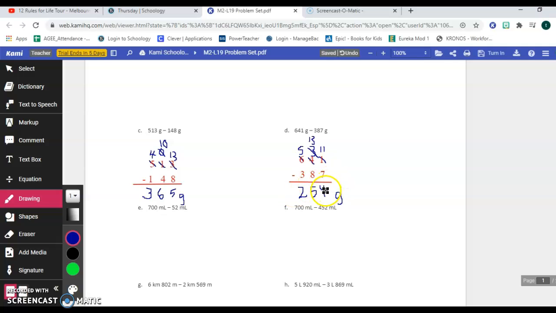I can use Audrey's method of starting with the difference and adding to get my sum, which is the number that I start with. So I've got 4 plus 7 is 11, 5 plus 8 is 13, and 2 plus 3 is 5. So 254 grams would be the difference between 641 grams and 387 grams.